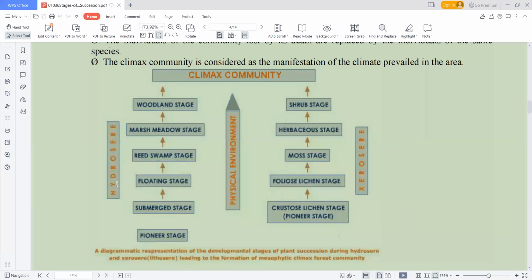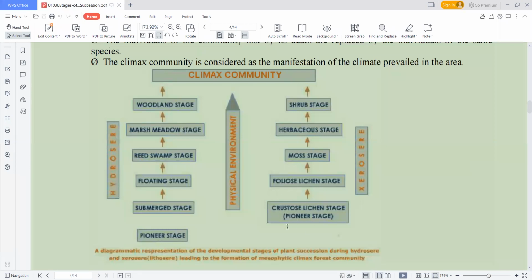So if the ecological succession starts in water bodies, it is called a hydrosere. If it starts on dry areas like rocks, it is called a xerosere. These are the stages in the hydrosere: the pioneer stage is the phytoplankton stage. It is followed by the submerged stage, floating stage, reed swamp, marsh meadow stage, and woodland, and the final climax community is formed. Whereas in xerosere, it starts with the crustose lichen stage. It is followed by the foliose lichen.